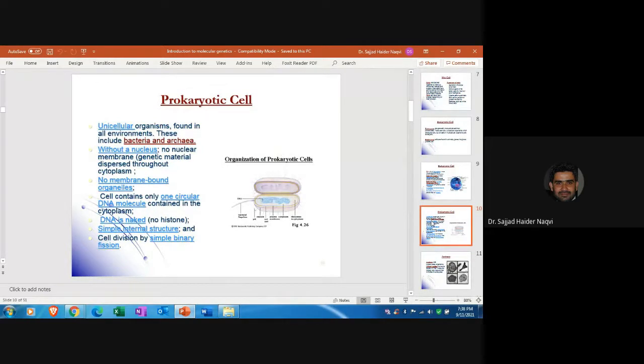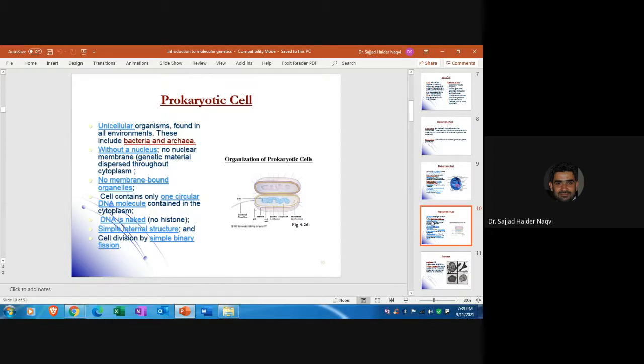In contrast to that, the prokaryotic cells are unicellular organism-based cells available everywhere, in all environments. Examples include bacteria, archaea, etc. Typically, prokaryotic cells don't have a nucleus, but that doesn't mean that they don't have genetic material. Having genetic material is the basic requirement of an organism. So they do have genetic material, but there is no distinctive membrane that separates it from the rest of the cell. So that's why we say that there is no nucleus.